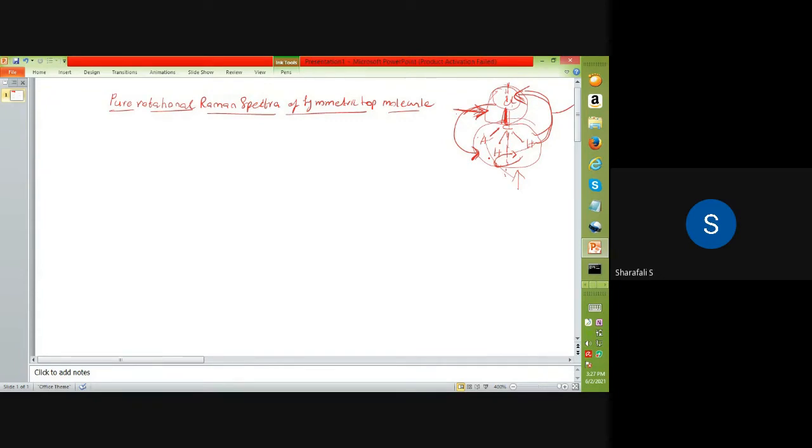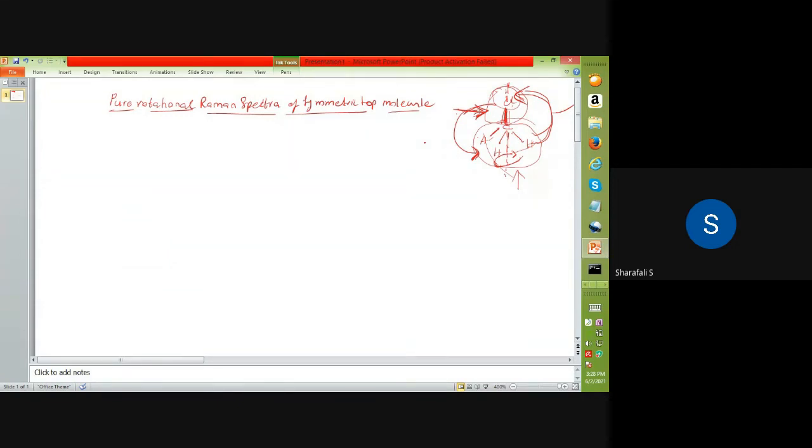So basically, when the rotation is about the central axis, which is the symmetric axis of this molecule, you can say that the polarization change is zero in that particular rotation. But when you have the end over end rotation, then you will have a change in polarization. Then this molecule is Raman active for the rotation of this symmetric top molecule.